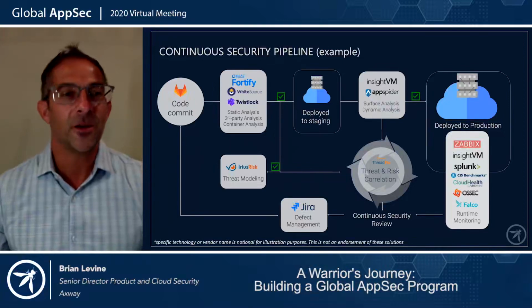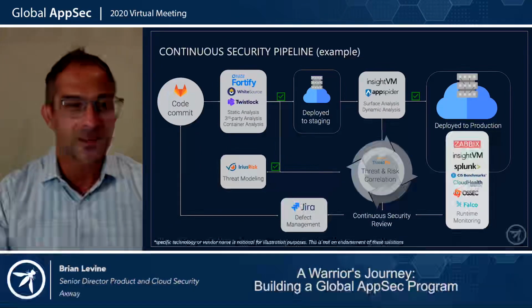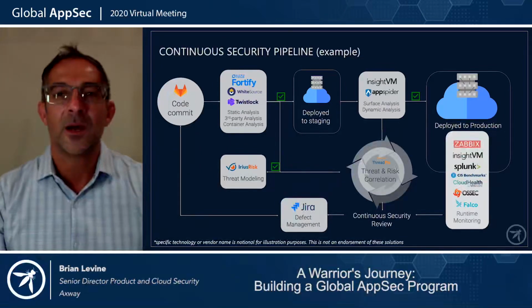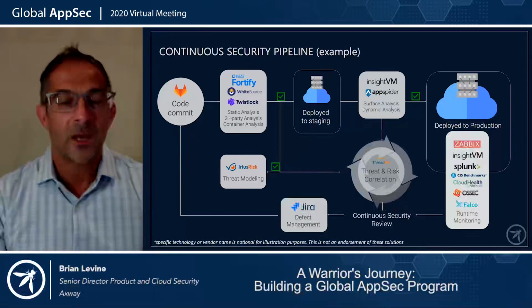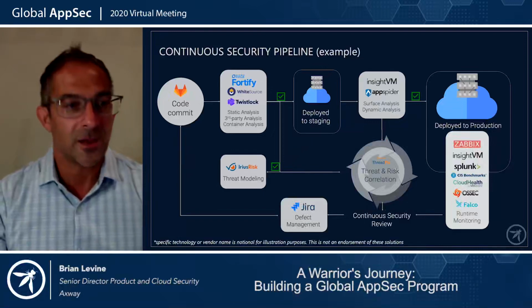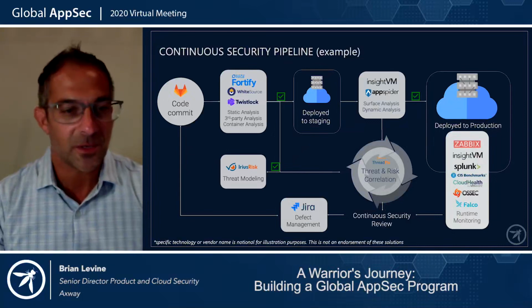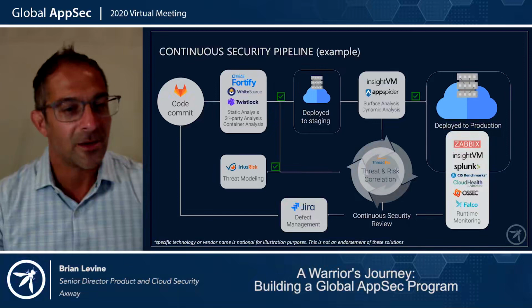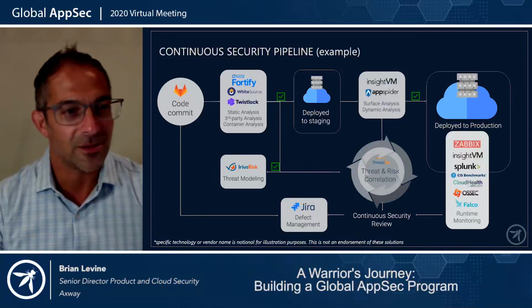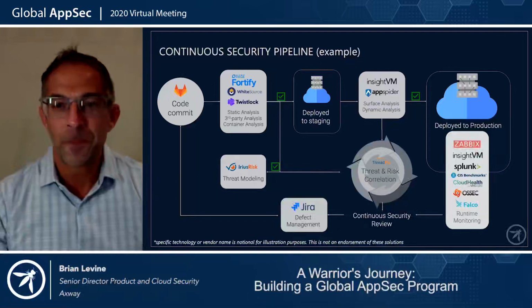Here's a notional example of what a continuous security pipeline at scale would look like. Obviously, it requires a high level of automation and orchestration. And again, this is just an example. There's some vendor names and examples here on this slide. Again, these are just notional examples. They are not meant to endorse any of these vendors, just some examples of some that we've seen.